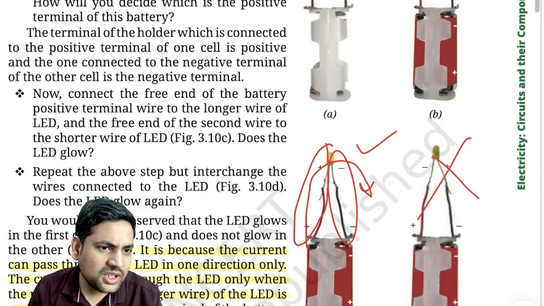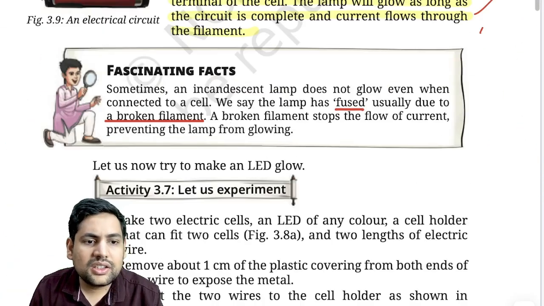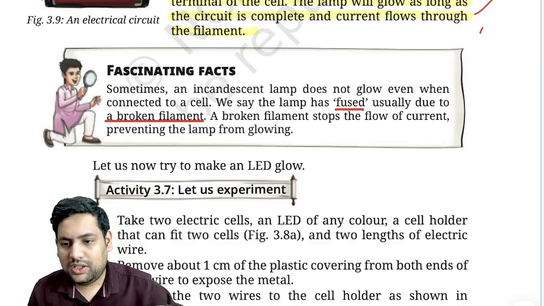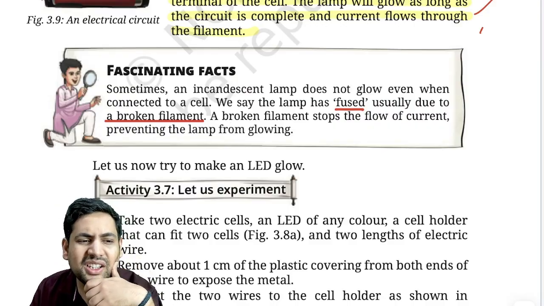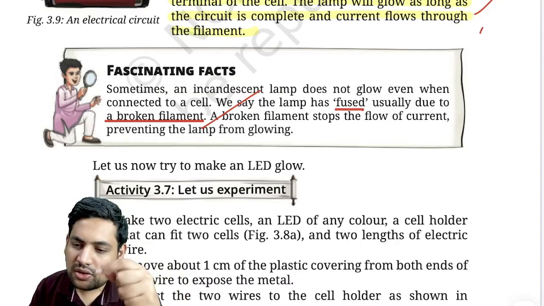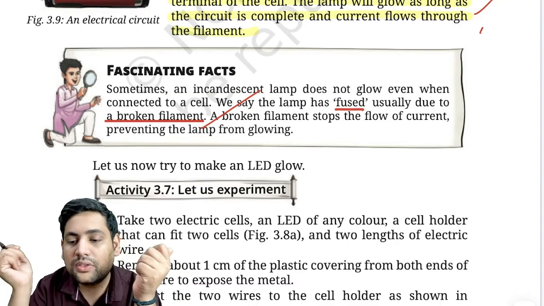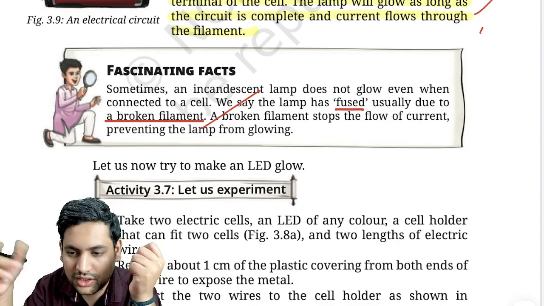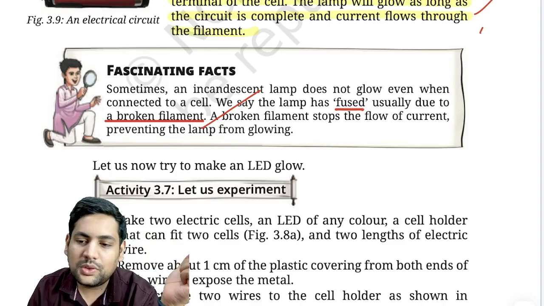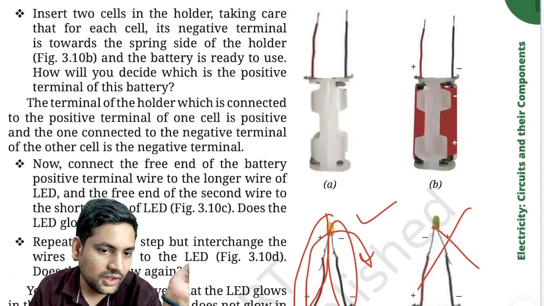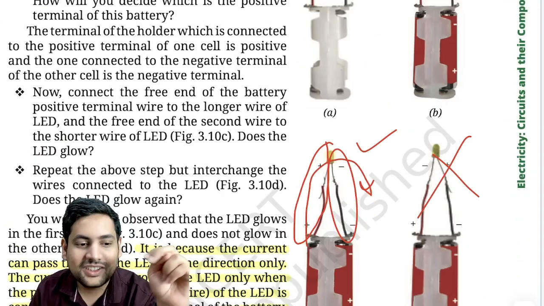Now, it also talks about this, that sometimes you say that a bulb has gotten fused. What is that? That is usually a broken filament. So if the filament is broken, what will happen? The circuit won't be completed, correct? And that's why there will be no flow of current. So you understood the difference between the two?